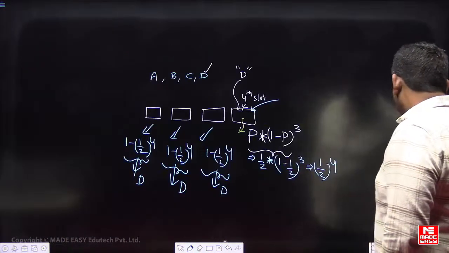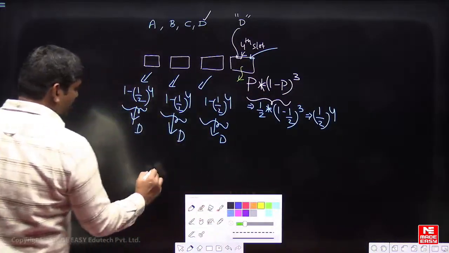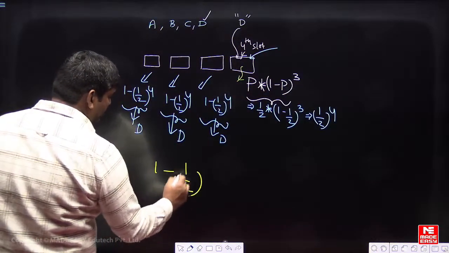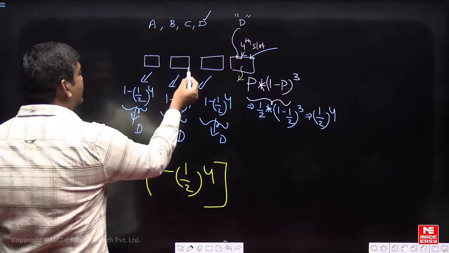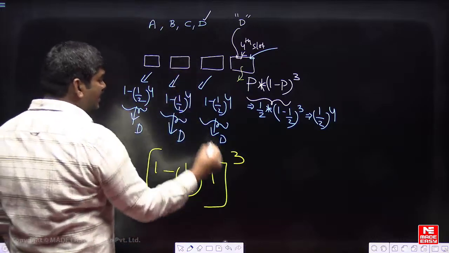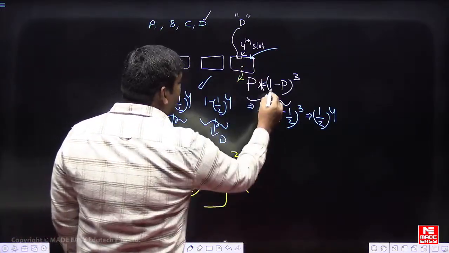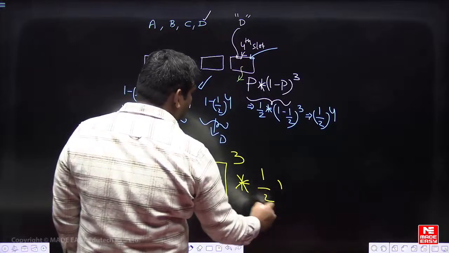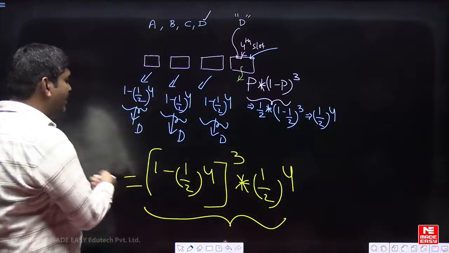So, now we can write like this. This is nothing but 1 minus 1 by 2 whole power 4, whole power, for how many slots? First, second, third, whole power 3. These all should be the failure for station D, and in the fourth slot D should be successful. It is how much? It is 1 by 2 whole power 4. So, this is the final answer. Calculate, you get the answer.